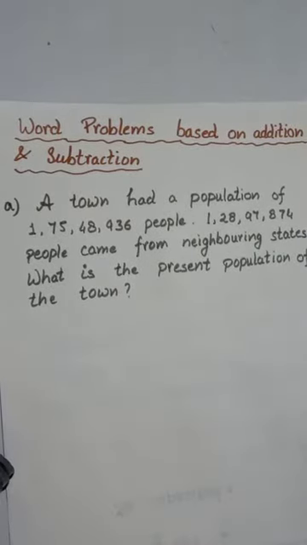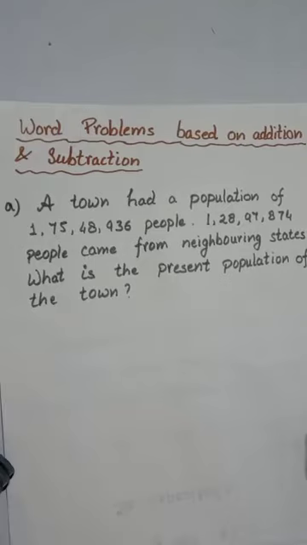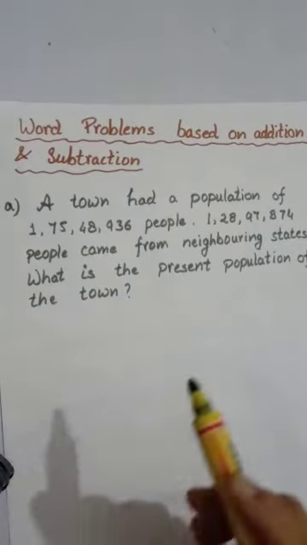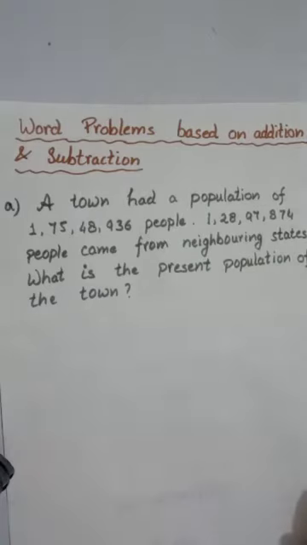In this question, as you understood, total, more, altogether, these are the keywords of addition. So here we will do addition because more people came into the town. So we will do addition of these two numbers.